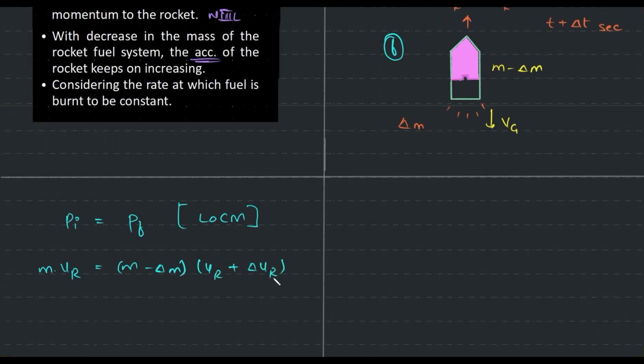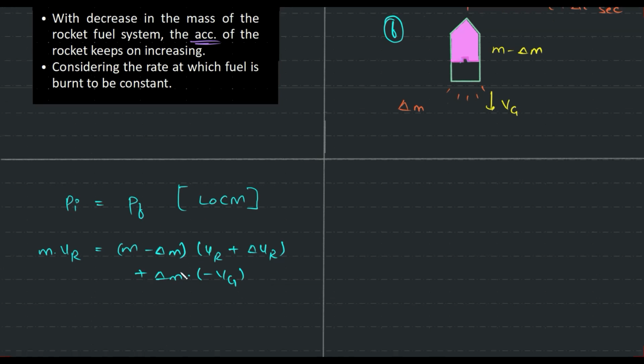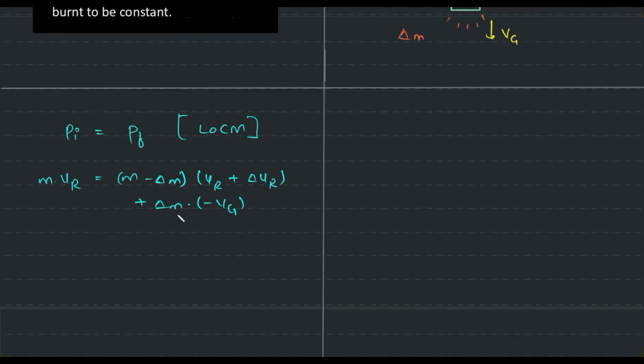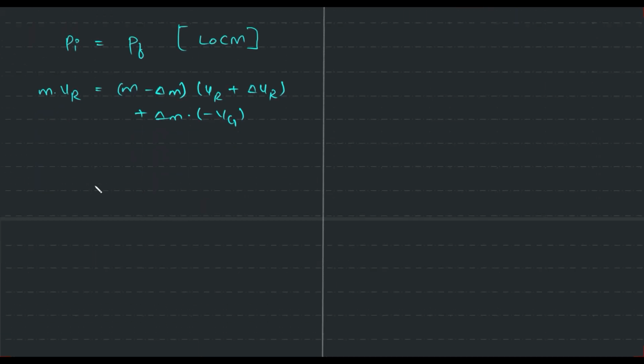What else? We also have delta M moving downwards with velocity VG. Let me make it negative over here. This is the total mass: M minus delta M plus delta M gives us M. So this system is the same as this system. Initial momentum is equal to final momentum. Do you guys agree?